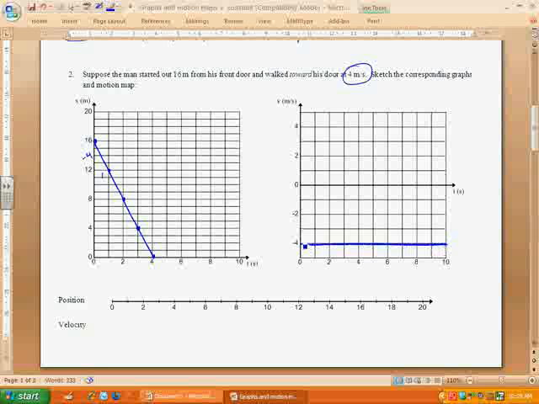Make it a little bit nicer line. There we go. And so that's showing that he's going a constant negative 4 meters per second. We don't even need angles. Okay, so that's what's happening.